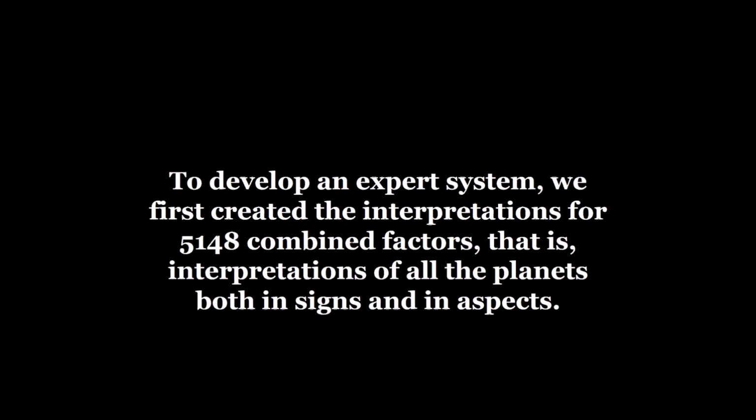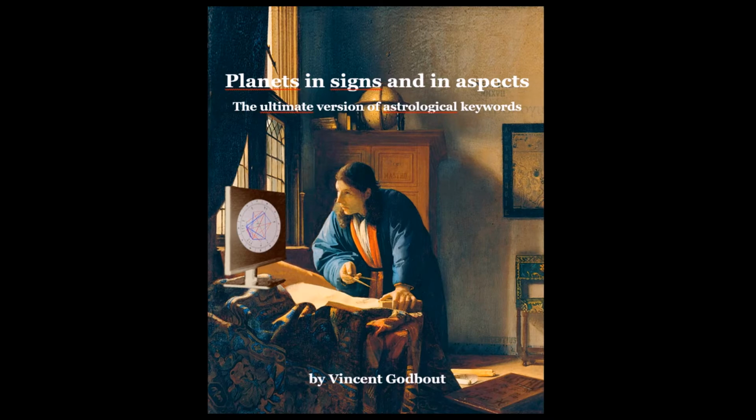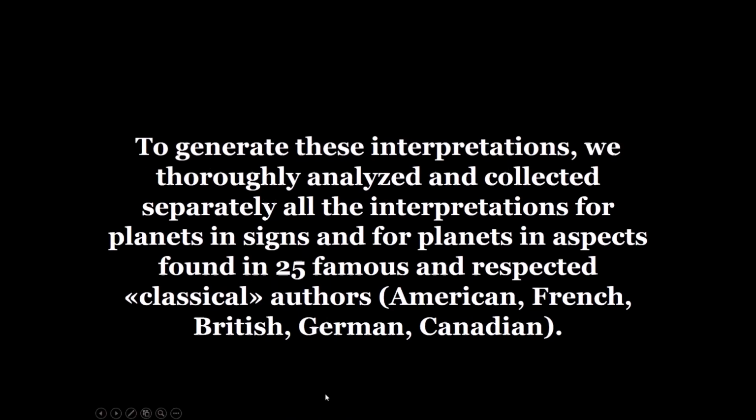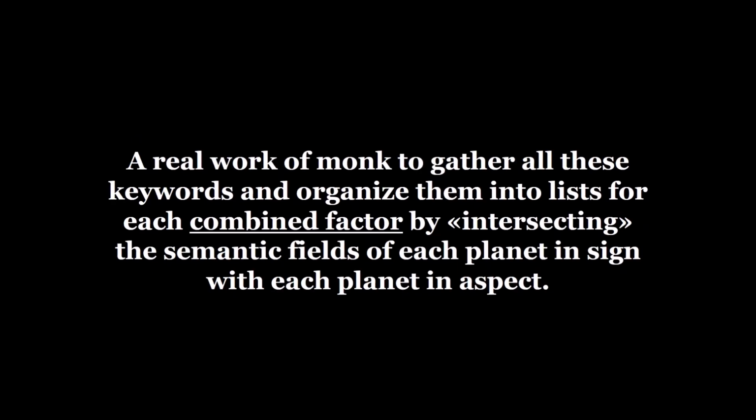To develop an expert system, we first created the interpretations for 5,148 combined factors. That is, interpretations of all the planets both in signs and in aspects. To generate these interpretations, we thoroughly analyzed and collected separately all the interpretations for planets in signs and for planets in aspects found in 25 famous and respected classical authors: American, French, British, German, Canadian. A real work of monk to gather all these keywords and organize them into lists for each combined factor by intersecting the semantic fields of each planet in sign with each planet in aspect.